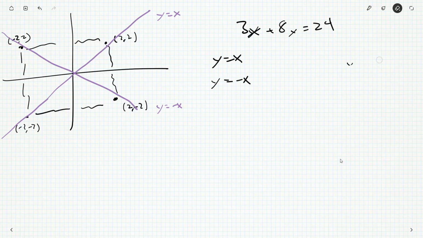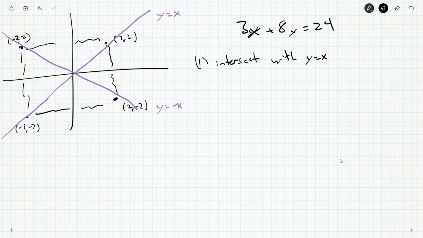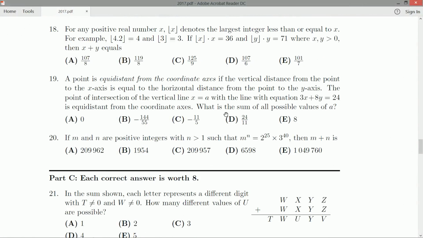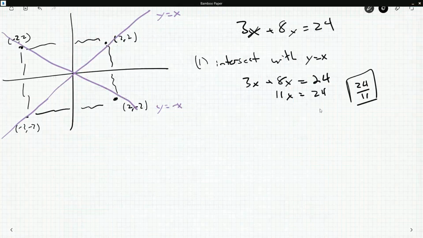Okay, so we'll just take it in turns. So the first one will intersect with y equals x. So we've got 3x plus 8x is 24. Just going to solve for x in each case. So that's 11x is equal to 24, x equals 24 over 11. And that would be our a value here. Okay. So that's one possible value for a. x being 24 over 11 will intersect here with x being 24 over 11 and y being 24 over 11. And that will be equidistant from both axes.